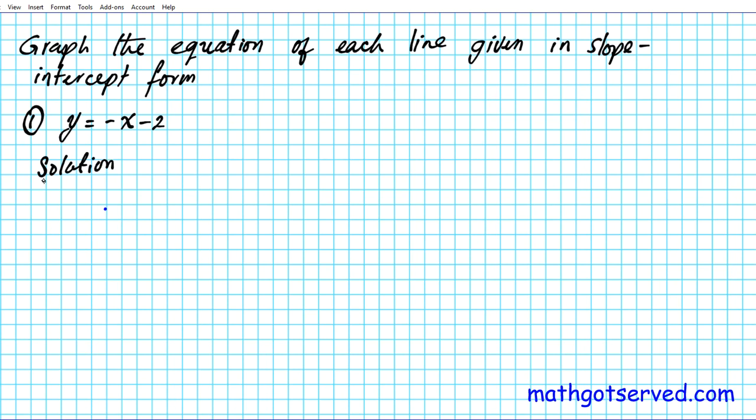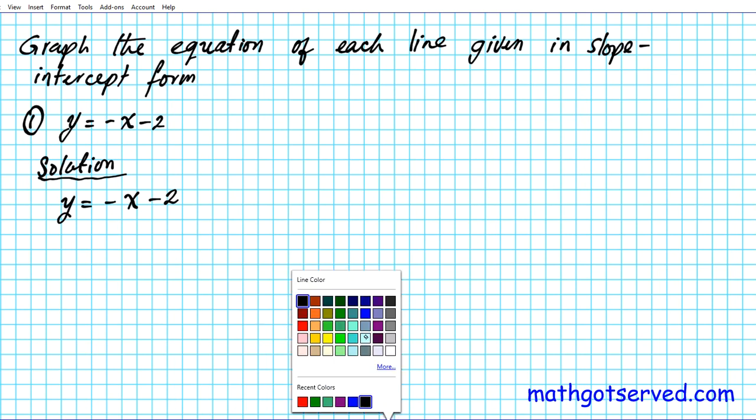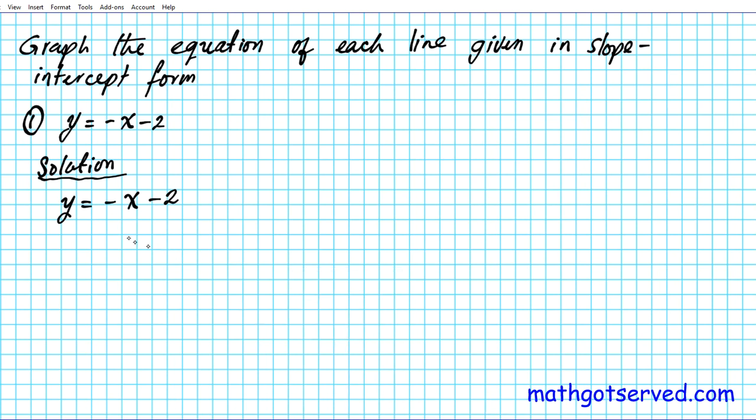So the solution is as follows. Let's rewrite the equation: y equals negative x minus 2. We'll start by writing down the slope-intercept form, y equals mx plus b. m is the coefficient of x, b is the number that's being added to that x term.